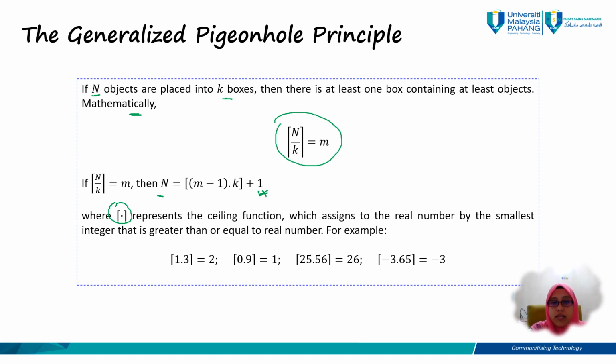Okay, for example, 1.3, we round up to 2. 0.9, we round up to 1. How about 25.56? We round up to 26. And minus 3.65, we round to minus 3, close to the largest integer.